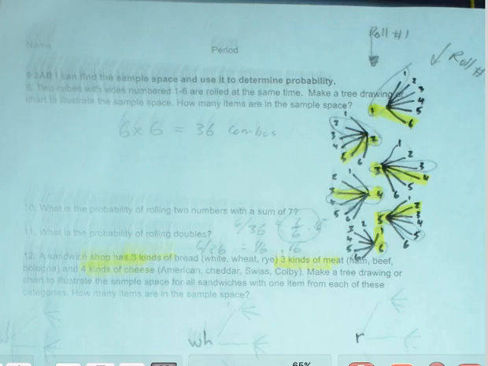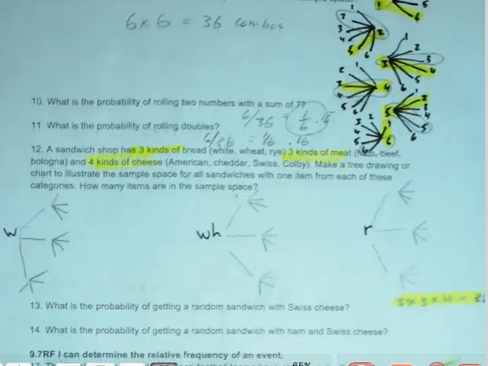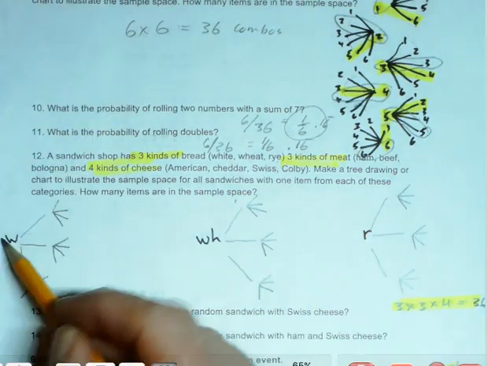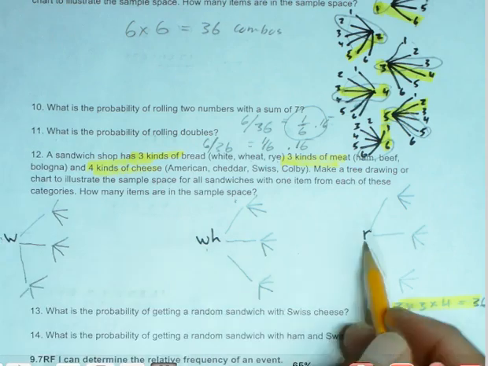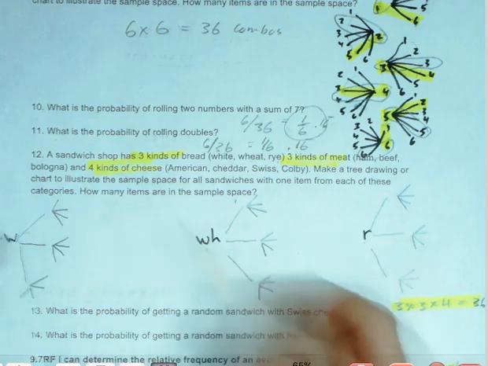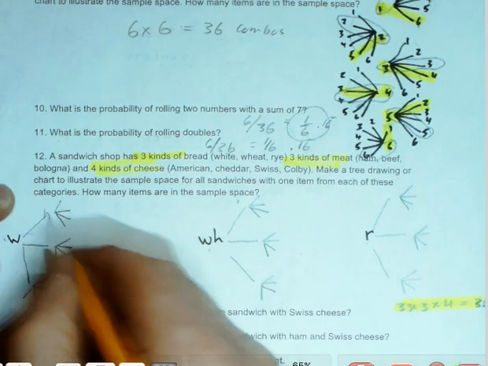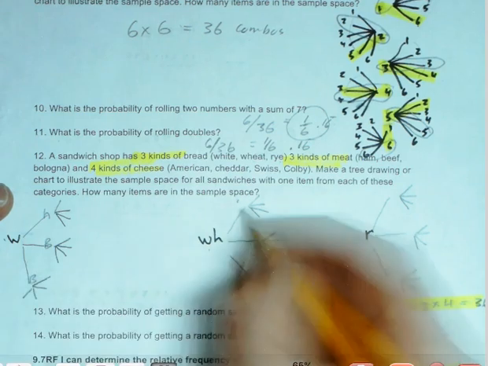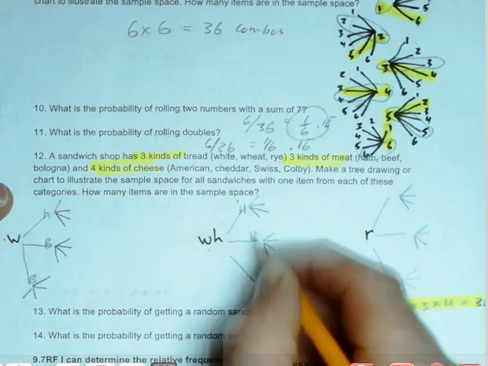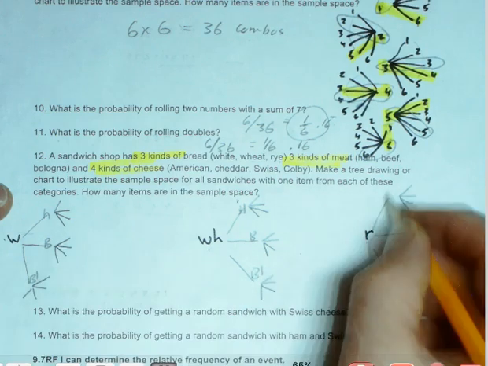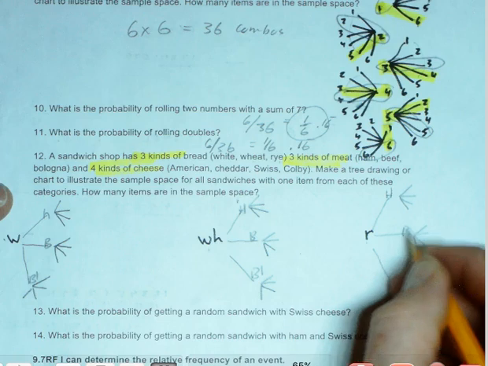Okay, this next one. A sandwich shop has 3 kinds of bread: wheat, white, and rye. Here's my white, here's my wheat, and here's my rye. 3 kinds of meat: ham, beef, and bologna. I'm going to put those in, so here would be my ham, my beef, my bologna, for each bread. I'm going to use BL for bologna.